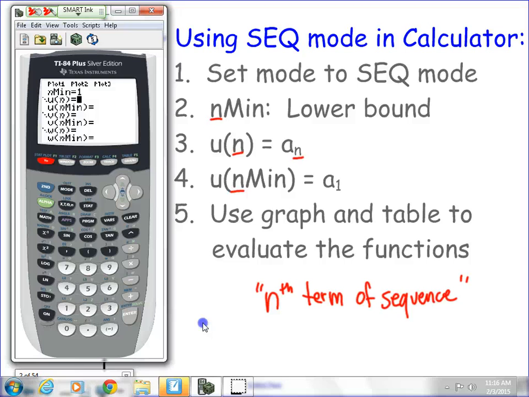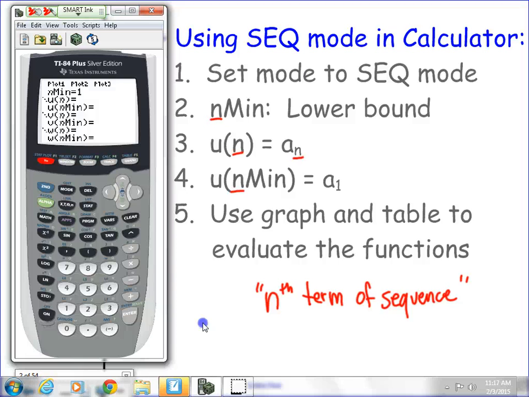So we're going to set our mode to sequence mode. We're going to establish n min as the lower bound, which we almost always start at the first term. Some people, some books, some mathematicians start at the 0 term. They call the first term the 0 term. That sometimes gets confusing. So usually we'll say the first term, n min is 1, the first term.